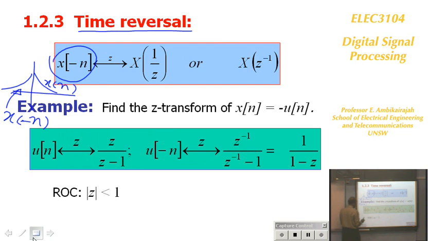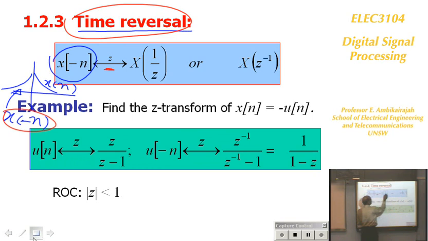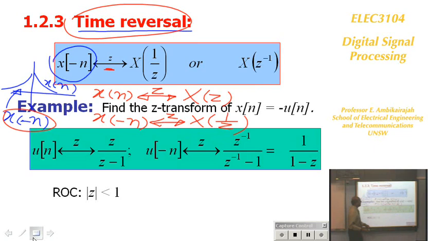If you take the Z transform of that signal, you can show that the transform is X(1/z). That means if the Z transform of x[n] is X(z), then for x[-n] the Z transform is going to be X(1/z). Or you can write it as X(z^(-1)), you can write it that way as well.